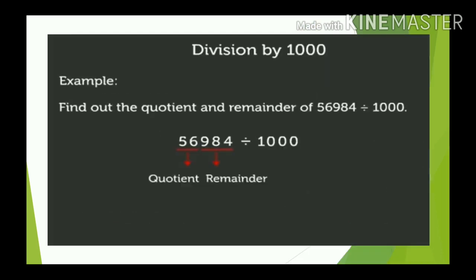Now we'll see another example without actual dividing. Find out the quotient and remainder of 56,984 divided by 1000. From the previous examples we can say in 1000 there are three zeros, so we take the last three digits, which are ones, tens and hundreds, as the remainder and the remaining numbers as the quotient. So 984 becomes the remainder and 56 becomes the quotient. Hope you understood all the topics.